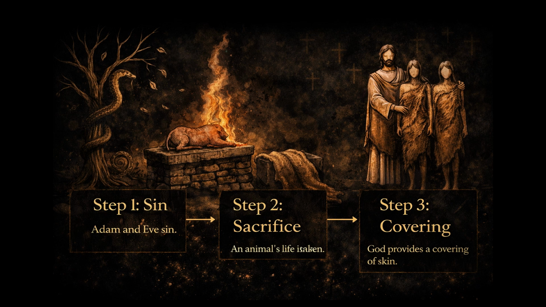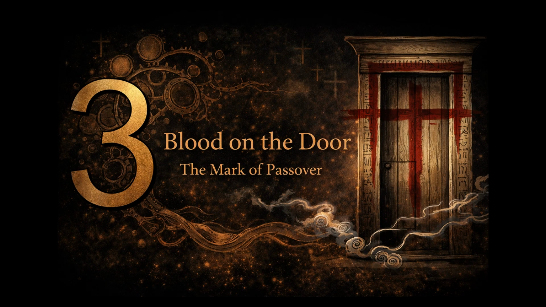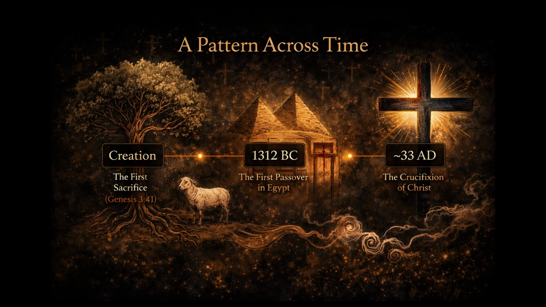Okay, so from the garden, the source material takes a huge leap forward in time. We're talking more than 1,000 years. We land at another pivotal moment, the very first Passover in Egypt. And this is where you really start to see the sheer scope of the argument being made. It's connecting an event from creation, a historical ritual in 1312 BC, and then the crucifixion around 33 AD. The claim is that these aren't just three disconnected moments. No, they're part of a deliberate, repeating pattern that stretches across millennia.